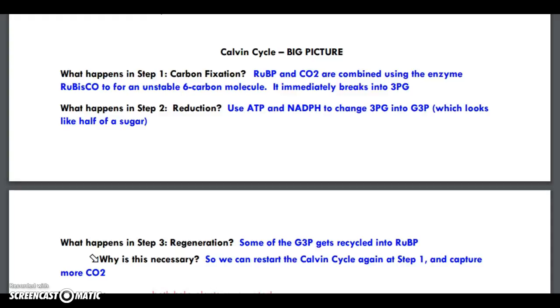So in step 3, regeneration, we're going to take some of that G3P and recycle it back up into RuBP so that we can capture more CO2. So we start with RuBP and CO2. We make this, it gets transformed, some of it goes off to be sugar, some of it comes back up into RuBP so that we can restart the cycle all over again and capture even more CO2.